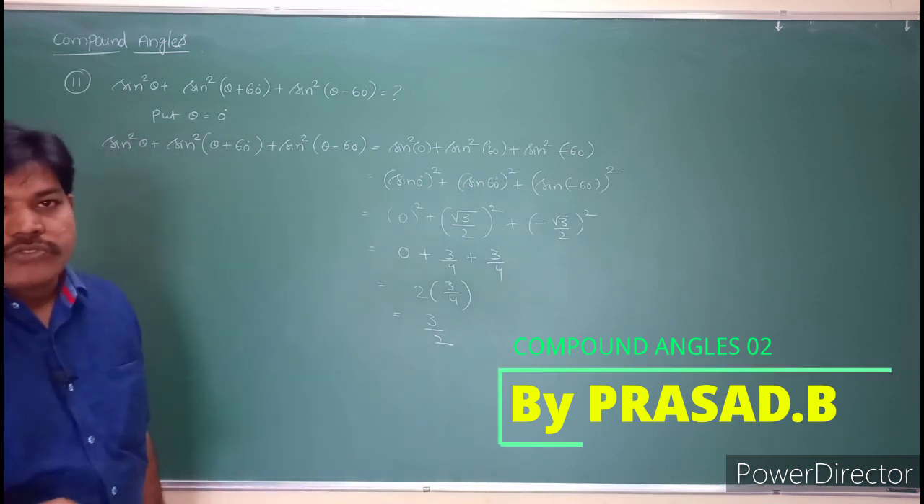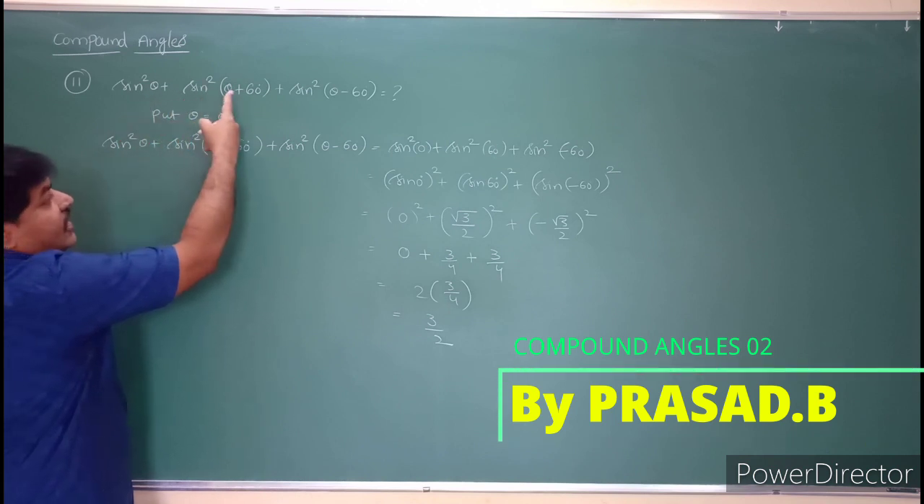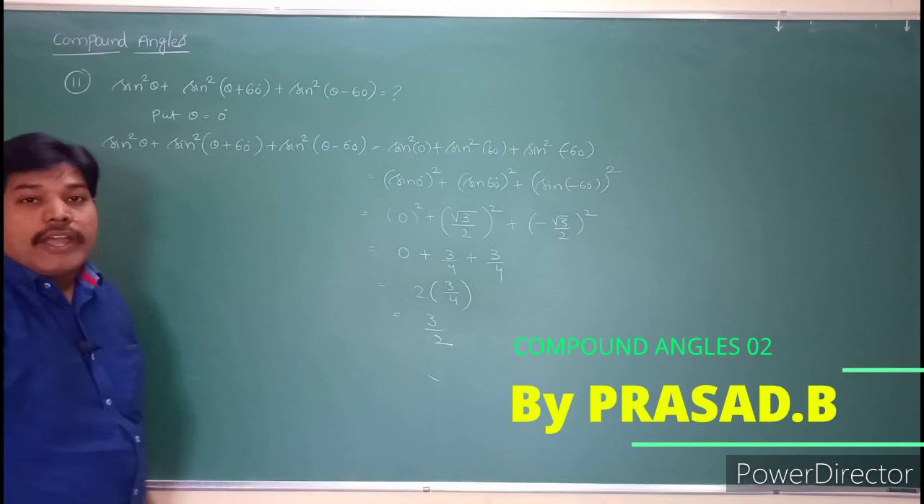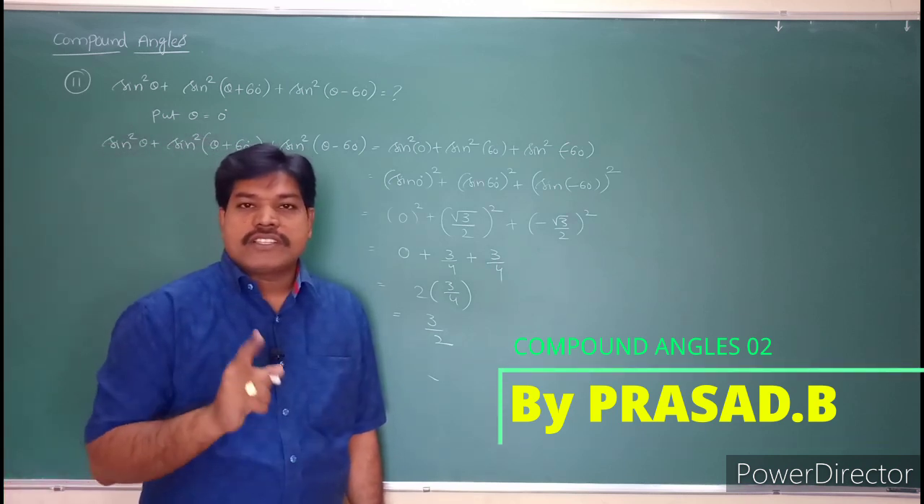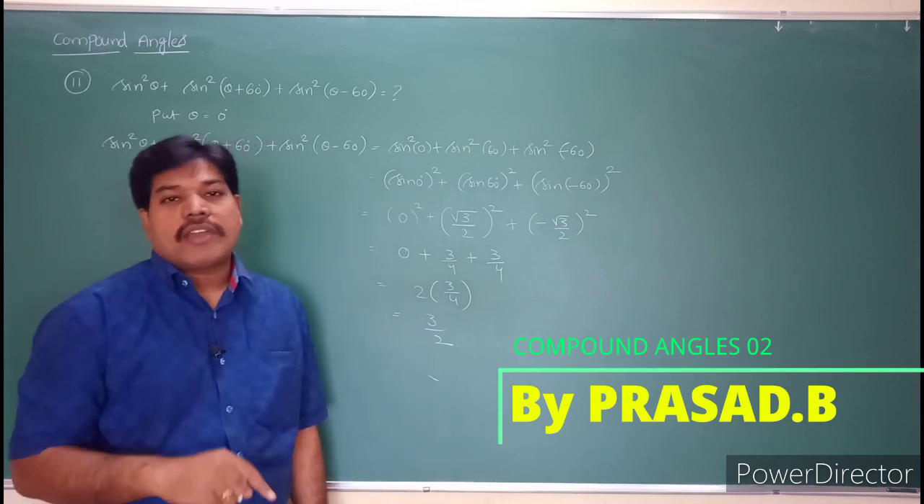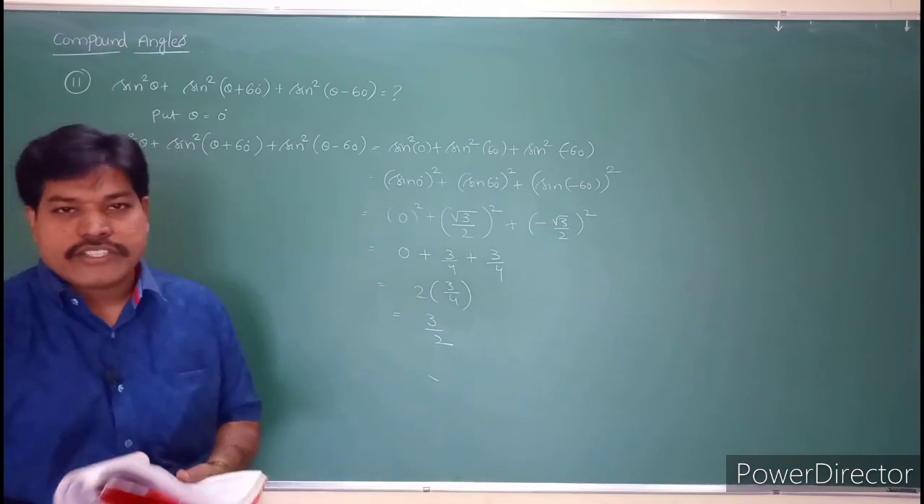So this is the formula, students. Sin square theta plus sin square theta plus 60 plus sin square theta minus 60 value is 3 by 2. Theta is any angle. So sin square theta plus sin square theta plus 60 plus sin square theta minus 60 is equal to 3 by 2. Okay. So see that question, students.